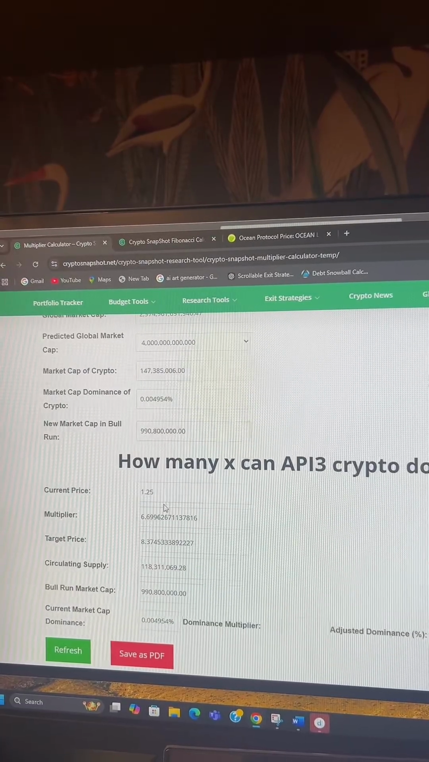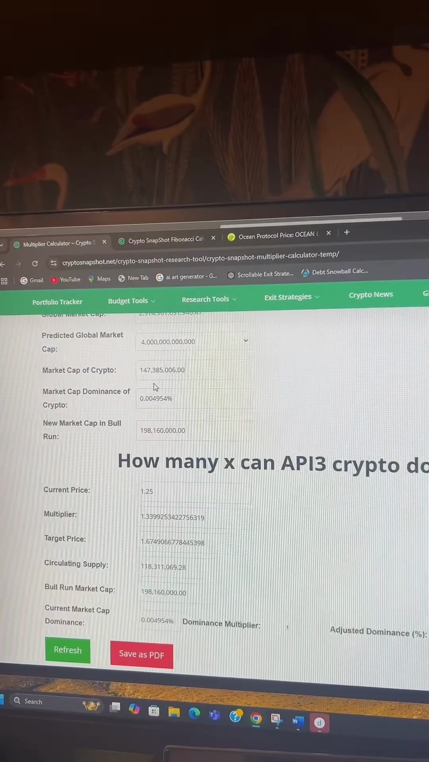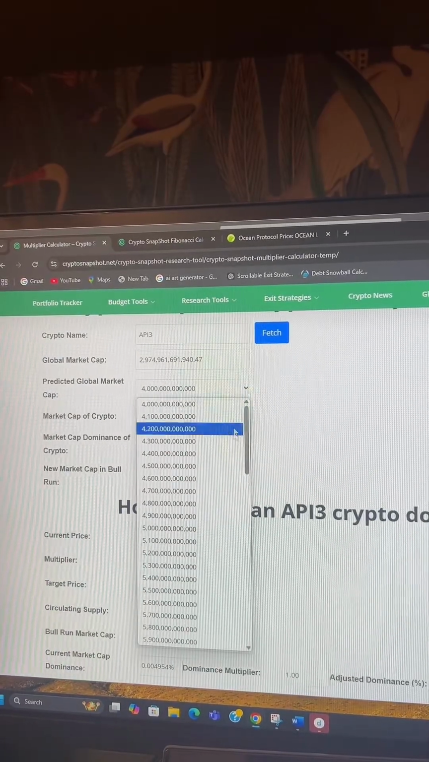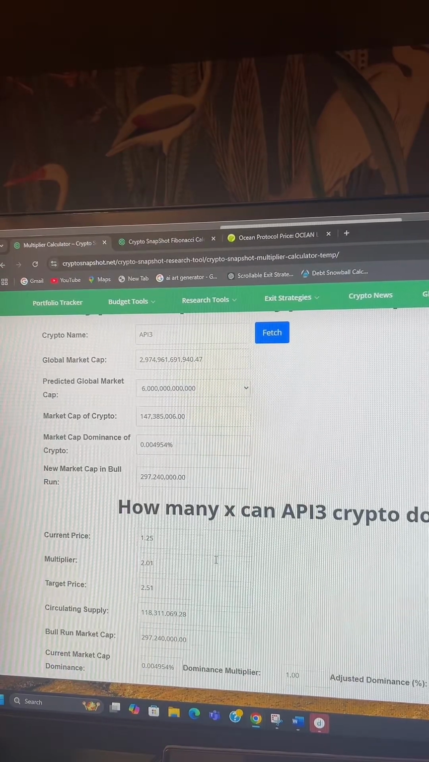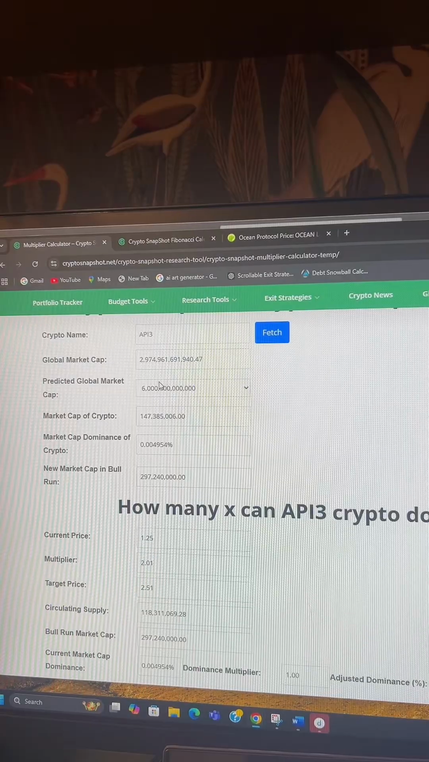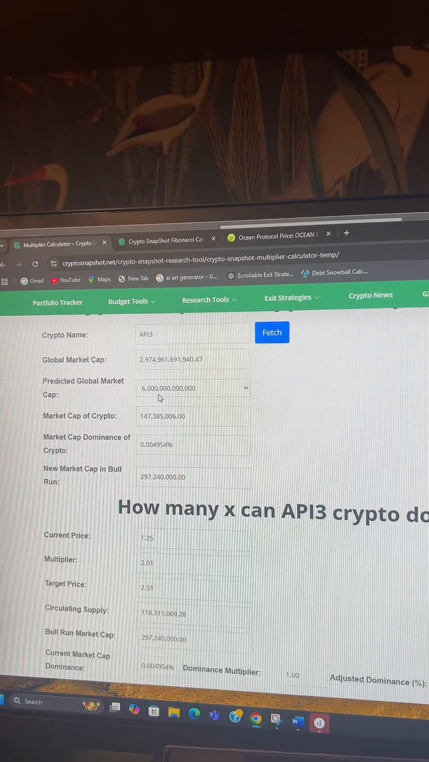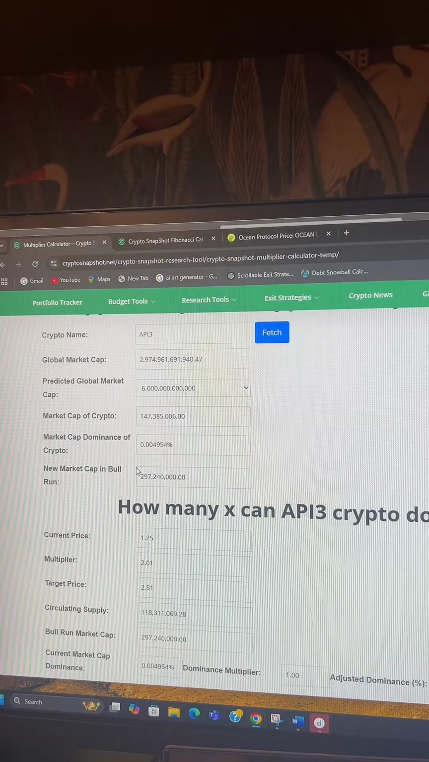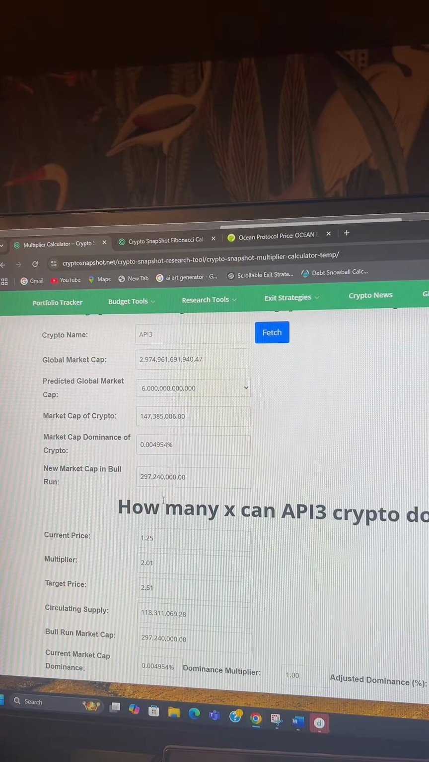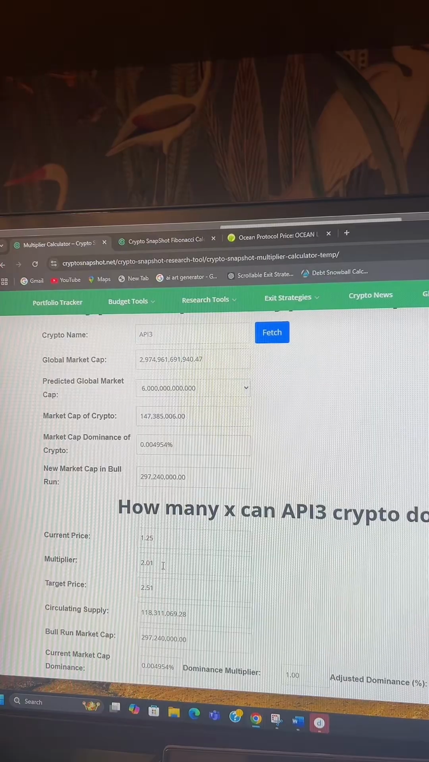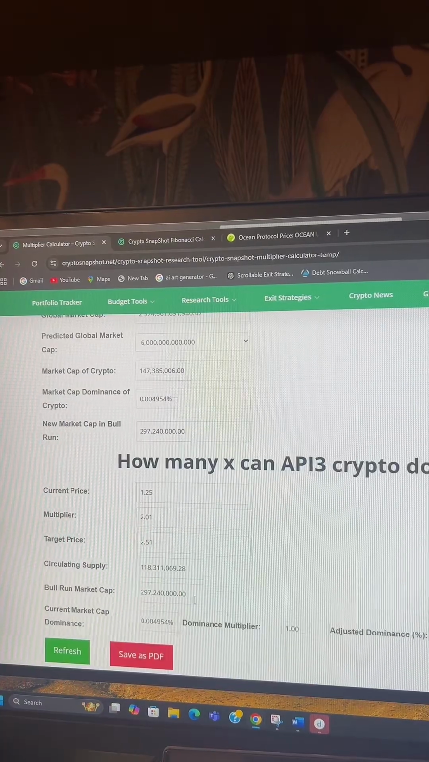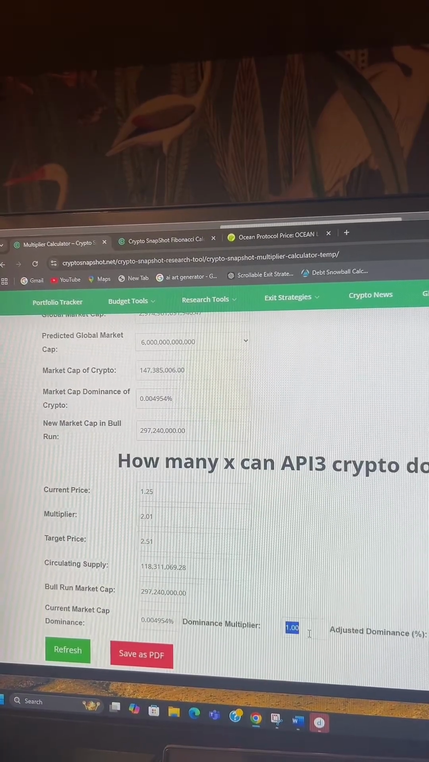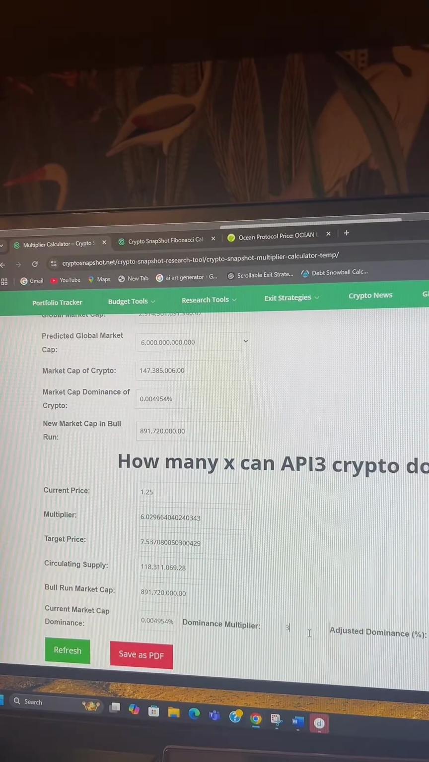I'm going to change this dominance multiplier back to a 1. And I'm going to come up here and change the global market cap. Let's say we have a good bull cycle and we get to $6 trillion global market cap. If API3 were to maintain the same dominance it has right now, its market cap would go from 147 million to 297 million, which would be a 2.01x, which would put the price at $2.51, which is right around my bearish price point.